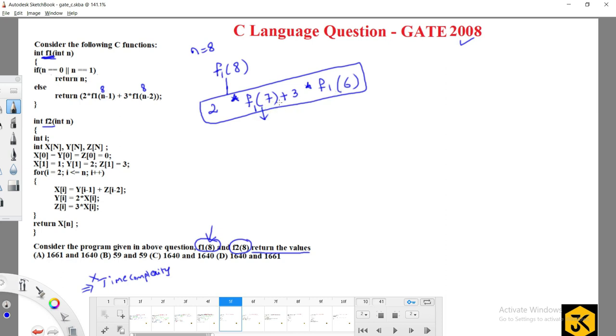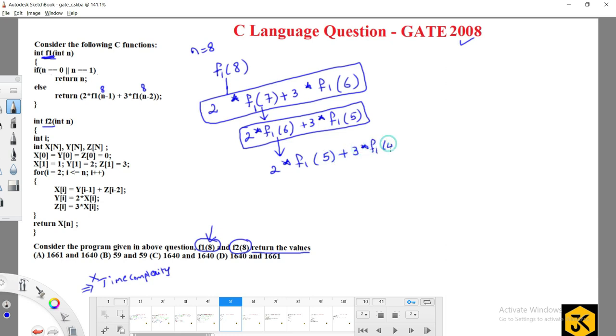So I am going to execute f1 of 7. Now n value is 7. Is 7 double equal to 0? No. 7 double equal to 1? No. So again it is going to have 2 into f1 of 6 plus 3 into f1 of 5. In order to compute this entire expression, first I have to calculate f1 of 6. Is 6 double equal to 0? No. 6 double equal to 1? No. So simply 2 into f1 of 5 plus 3 into f1 of 4.